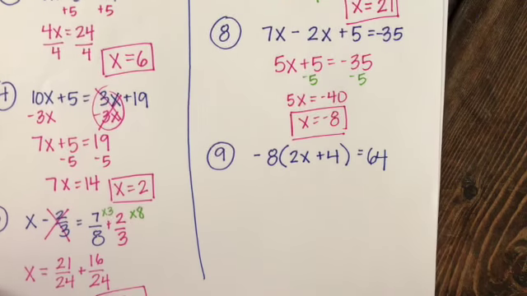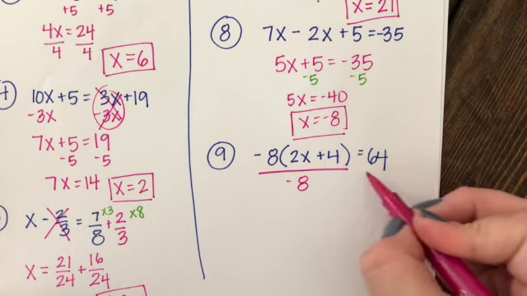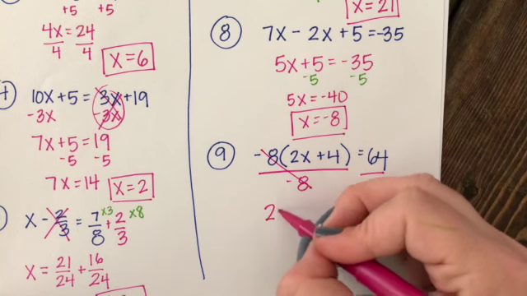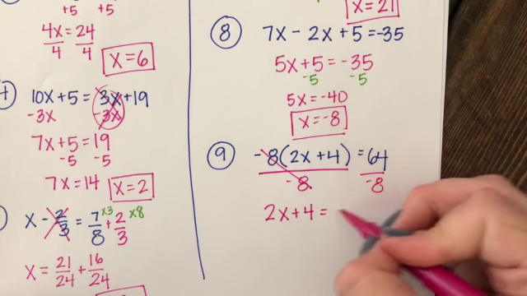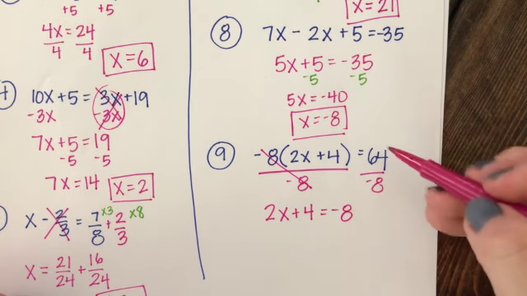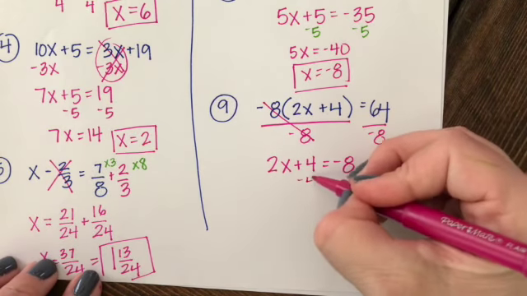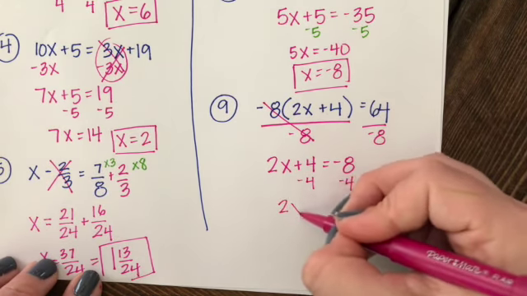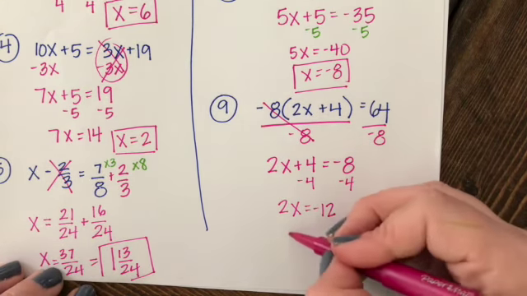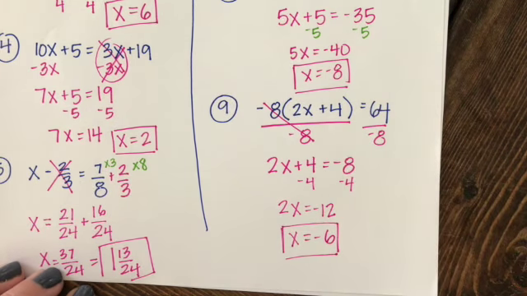And then number 9 is a distributive property problem. I'm going to go ahead and divide both sides by negative 8 before I start. So that cancels out. 2x plus 4 equals negative 8. 64 divided by 8 is 8. A positive divided by a negative is a negative. So now we're going to subtract 4 from both sides. 2x is negative 12. Divide both sides by 2. X is negative 6. And that's my answer.